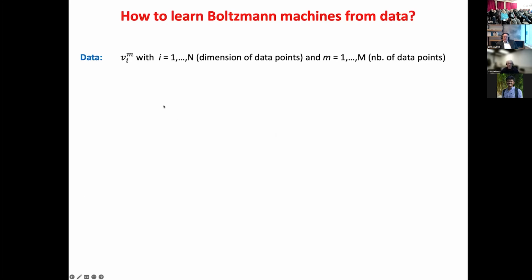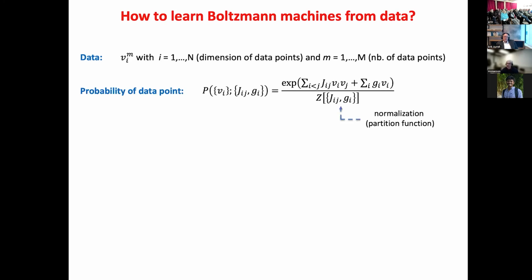So let me define the problem. We have some variables v_i^m. So i runs from 1 to N, which is the dimension of the data point. For the MNIST digit, this is 784, as I said before. And m will be the number of data points. So capital M, small m will be the index of the data points. Here in the MNIST database, capital M is 60,000. So these are the data we are looking at.